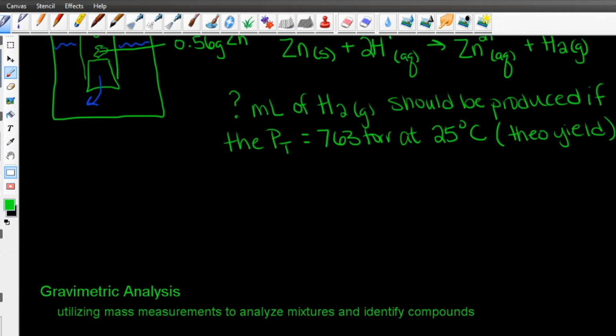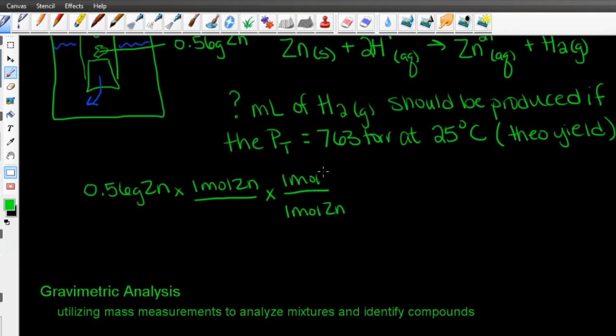All right, and we're going to do two sets of dimensional analysis. Starting off, I'm going to start with the zinc, with my 0.56 grams of zinc. I know that 1 mole of zinc has a molar mass of something like 63 or 65. I'll look that up in a minute. Off of my balanced chemical equation, I know that 1 mole of zinc will produce 1 mole of hydrogen gas. I'm going to stop there because I'm going to have to use PV=nRT once I know how many moles of gas I can produce, and I don't feel like doing it twice.